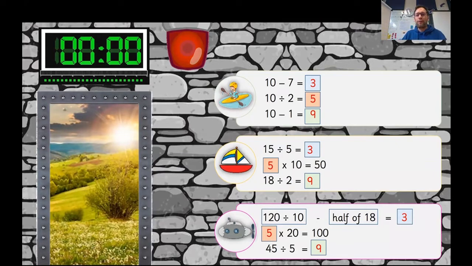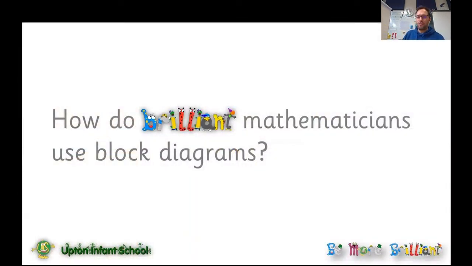Phew, we are free. Off you go, everybody. No, not just yet, because we've got a maths lesson to do and then you're free. You can escape after that, but well done if you cracked the code.